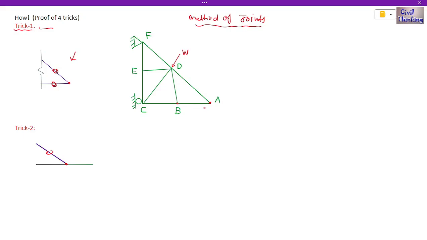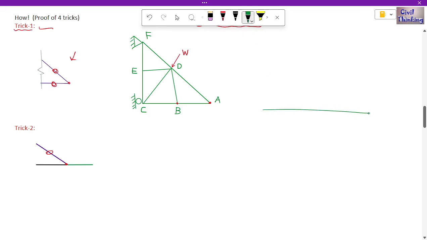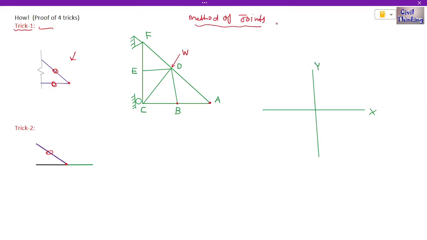Suppose you don't know trick 1, and you look at joint B. Let me draw the axes first. This is the x-axis, and let's say this is the y-axis. Now BA, this is the force in the AB member. Then, let me change the color, we have this BC member, right?